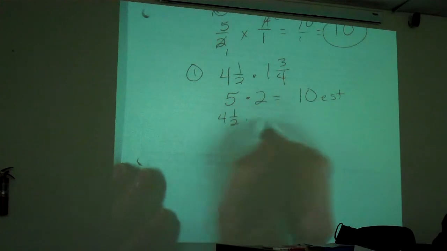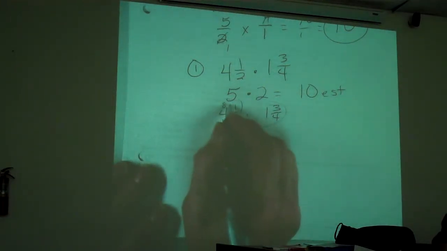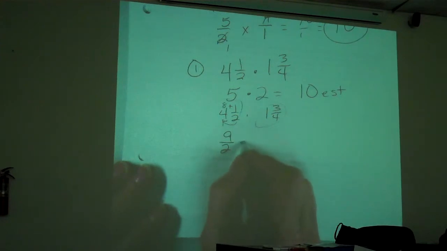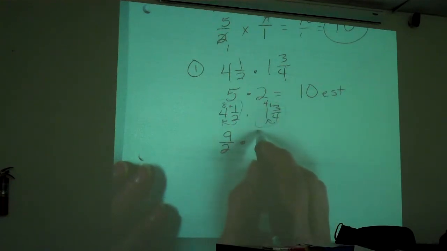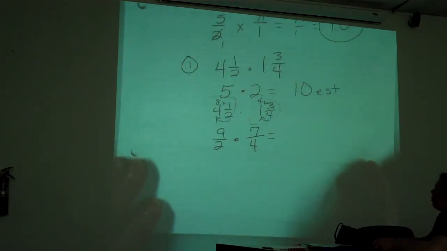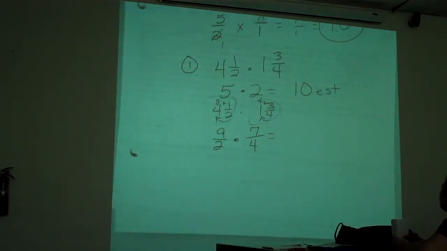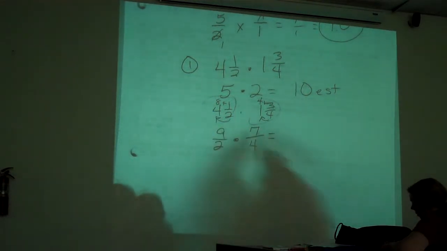Now, do the exact, 4 1/2 times 1 3/4. We have to turn these into improper fractions. Leave the 2, 4 times 2 is 8, 8 plus 1 is 9. 4 times 1 is 4, 4 plus 3 is 7. This is where the rounding comes in. This was estimating, rounding to the nearest one. So with this one, you can't do any division first, right?